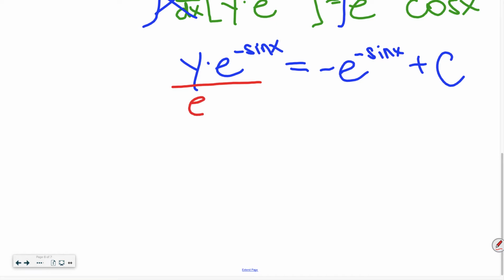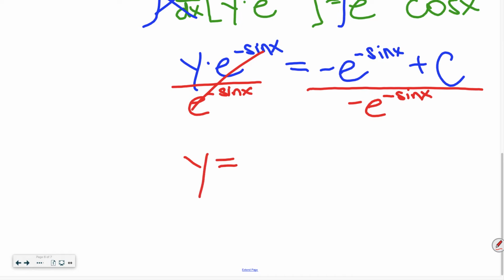So then we're going to divide both sides by e to the negative sine of x. Y equals negative Z. I got excited with my negative sign there. We all get excited about negative signs. Okay, so negative e to the negative sine of x divided by e to the negative sine of x is negative 1, plus C times e to the sine of x.